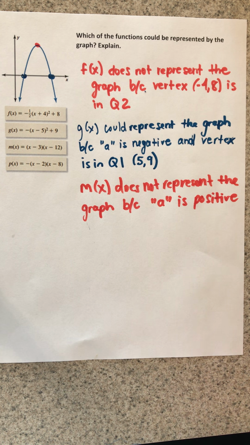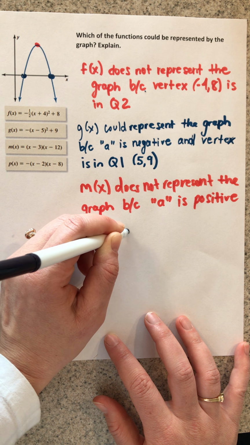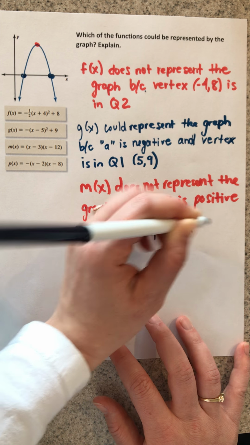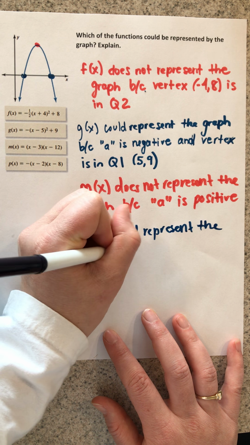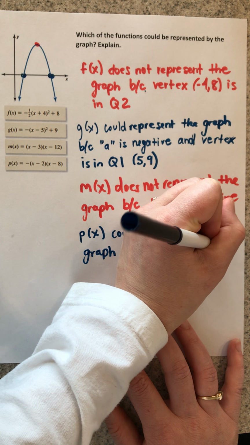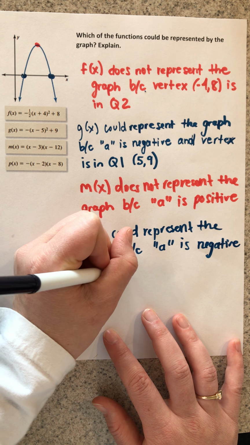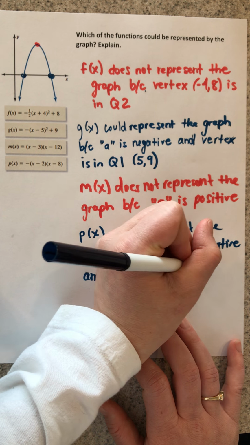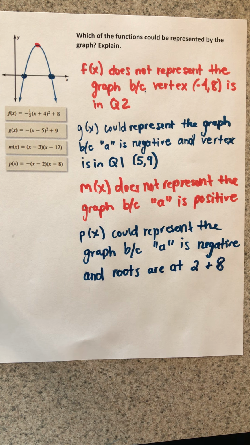So I would write p of x could represent the graph because a is negative and roots are at +2 and +8, which seem to match the picture.